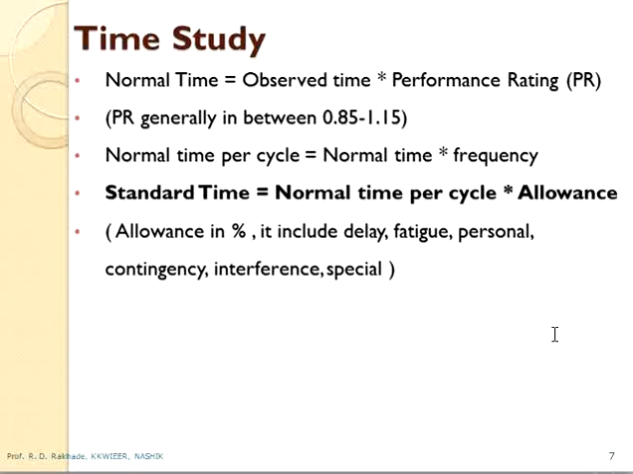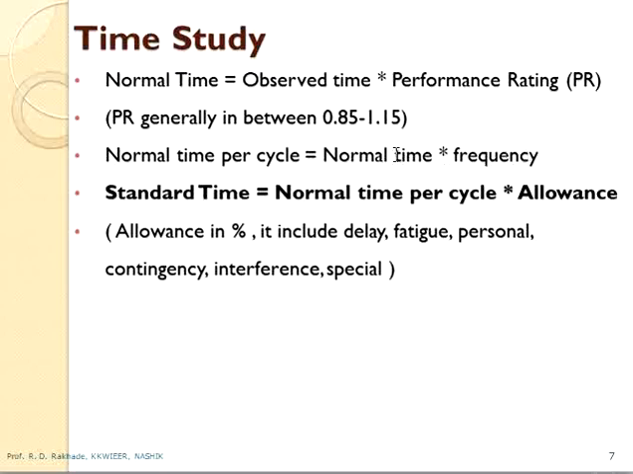So we see one by one formula. Time study is equal to normal time per cycle into allowances. So allowances, in terms of percentage, include maybe delay, fatigue, personal, contingency, interference, or special type of allowances. Again, normal time per cycle depends upon normal time into frequency.